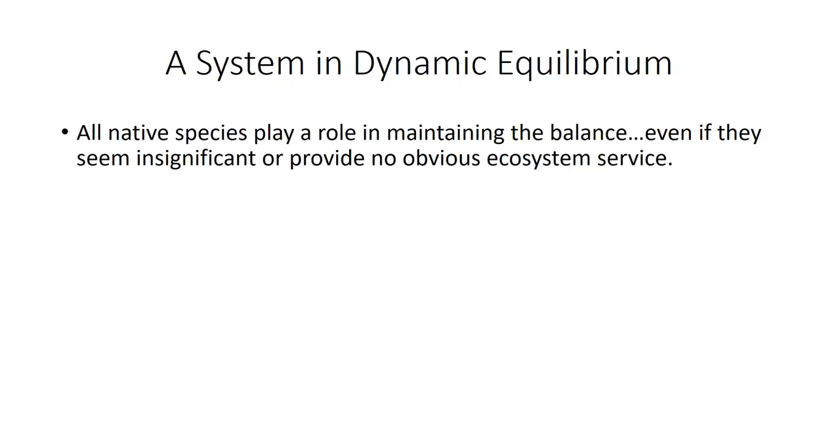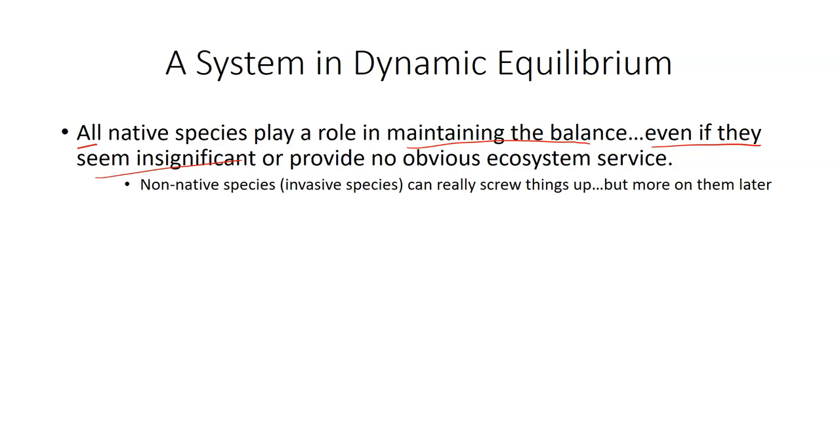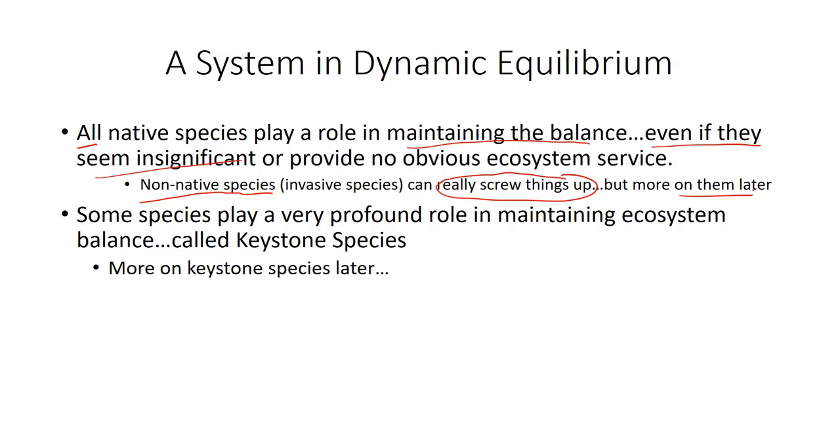So, all native species, all of them play a role in maintaining the balance, even if they seem insignificant or provide no obvious ecosystem service. So sometimes we introduce species that don't belong there. They can screw things up. Talk about them a little bit more later. And some species play like a super profound role. We call those keystone species. Okay. We'll talk more about those later as well.